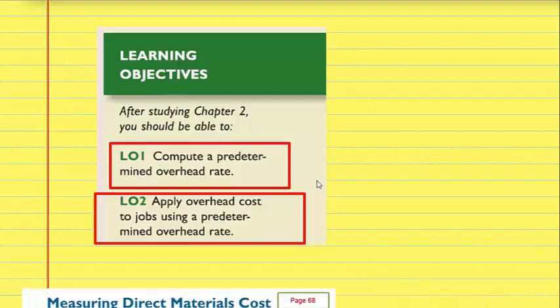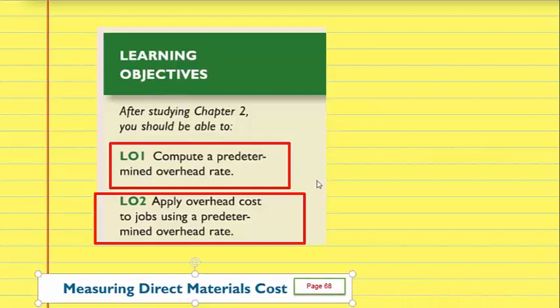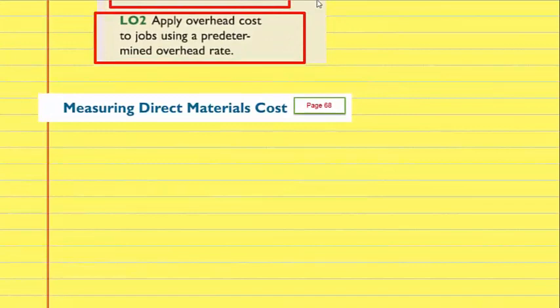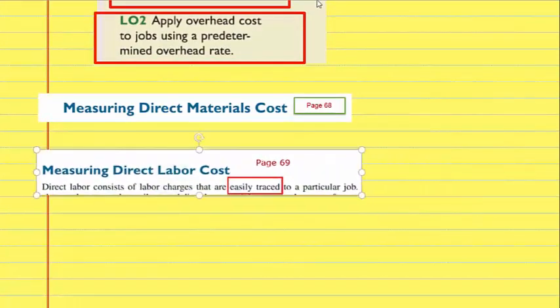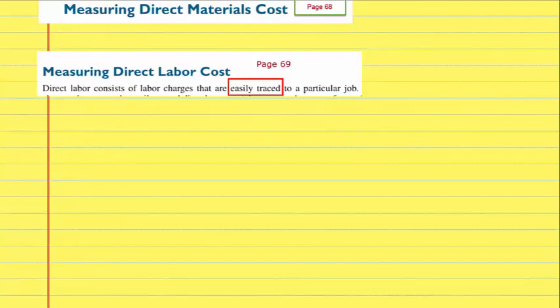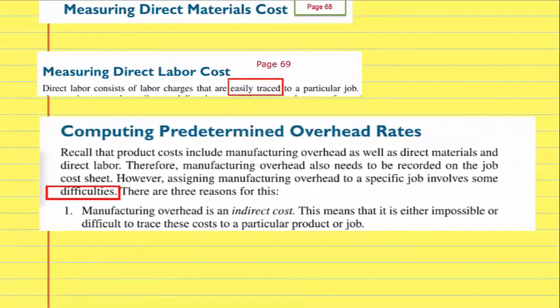So your authors tell you on page 68 some of the details and procedures for measuring direct materials cost. Keep in mind that it's fairly easy to determine direct materials cost in most manufacturing settings. And your authors also tell you on page 69 that measuring direct labor cost is also fairly easy. And in the example that I gave you in class, it takes 8 hours of direct labor to make one of those desks at $20 an hour. So let's take a look at computing the predetermined overhead rate.